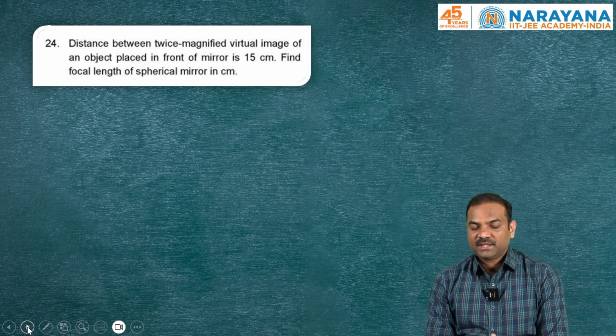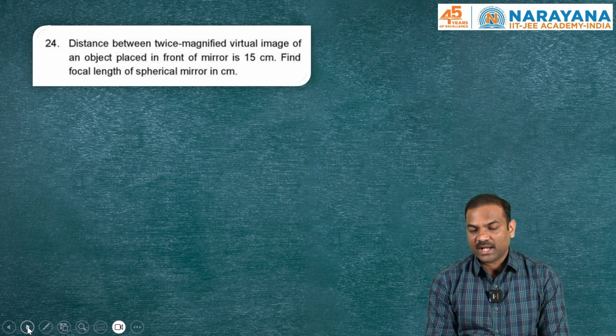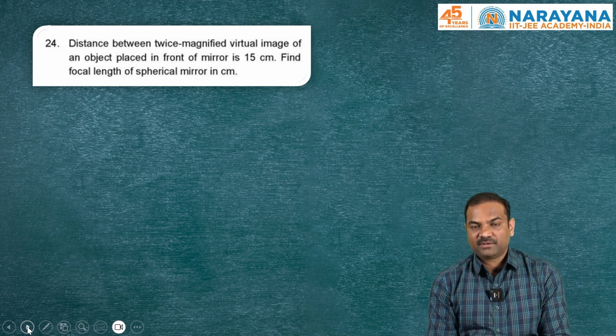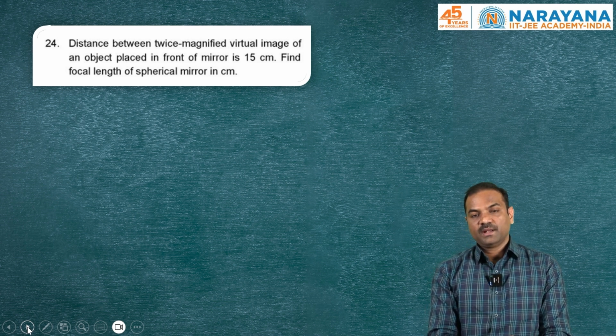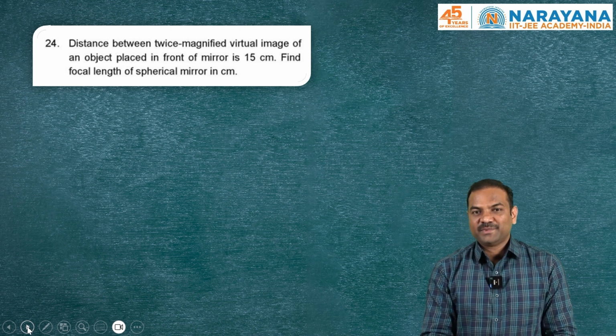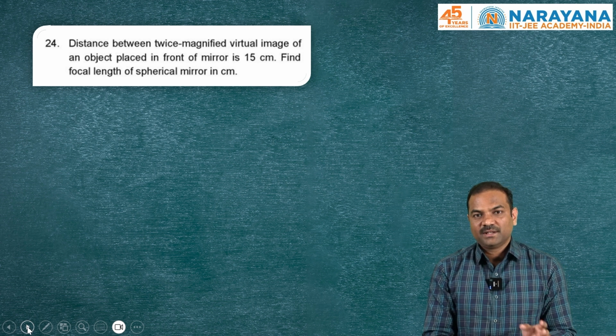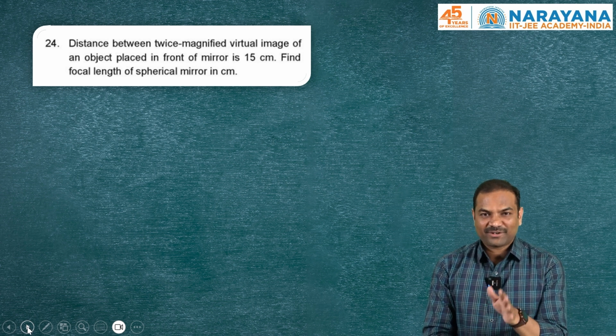I don't know how many of you carefully observed the question, because they have not mentioned any mirror in this. So if this is a final exam question, then definitely we need to appreciate the question paper setter. Why? Because they didn't mention the mirror. So one should have a discriminating brain to decide whether it is a concave mirror or a convex mirror.